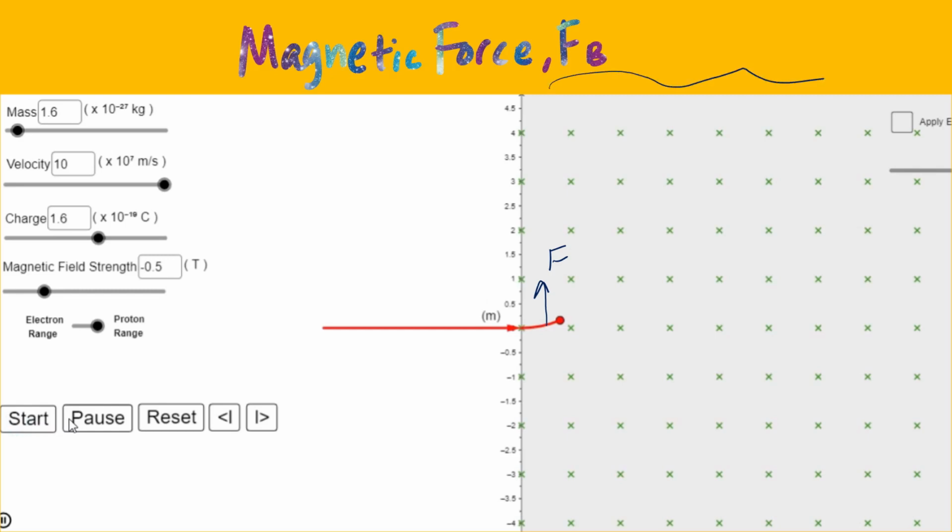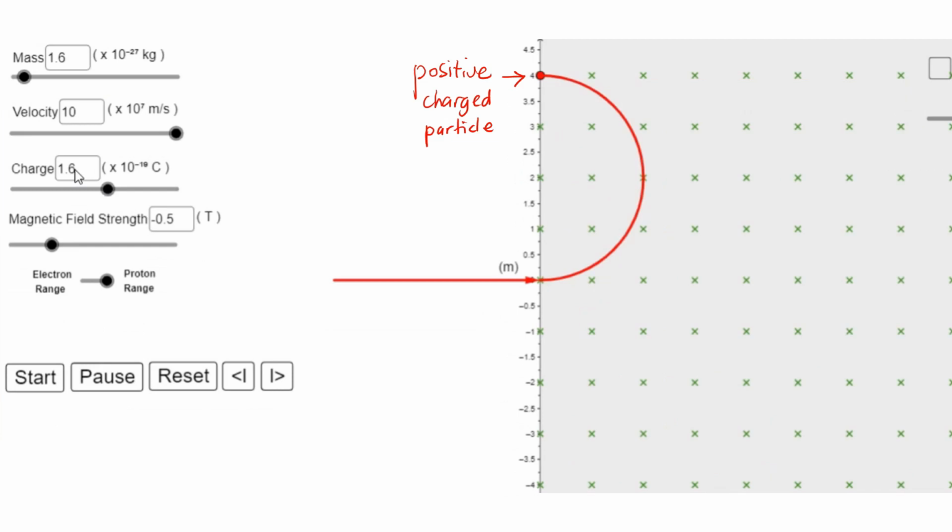So here is the region of magnetic field. X means the direction is into the page. So once the particle enters the magnetic field, it will deflect. The magnetic force is the one that caused the particle to deflect. Just now, we looked at the deflection of the positively charged particle.